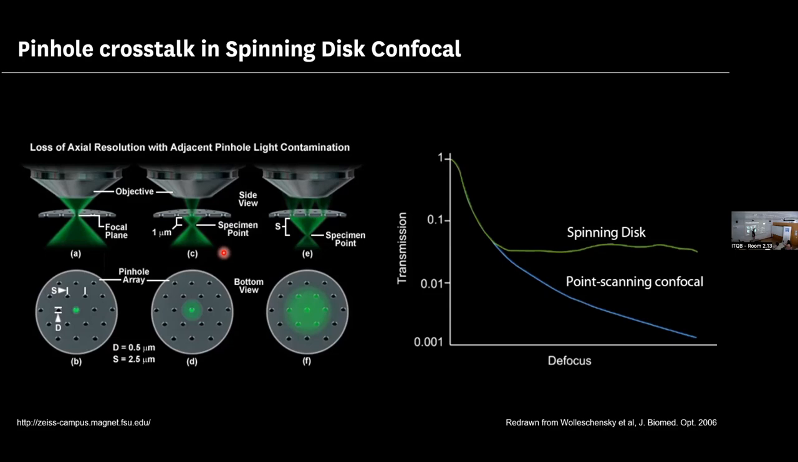This is pinhole crosstalk, or pinhole bleed through. If you have a very thick sample, whereas in the point scanning confocal, scanning point by point, you only have one pinhole, as you move away from the sample you get less and less light, and so you don't see it. On the spinning disk, if you have a really thick sample, there's a point where you will not be able to remove the out-of-focus light. So you have this background of out-of-focus light in your image that you will not have if you use a point scanning confocal. And this is one of the disadvantages.